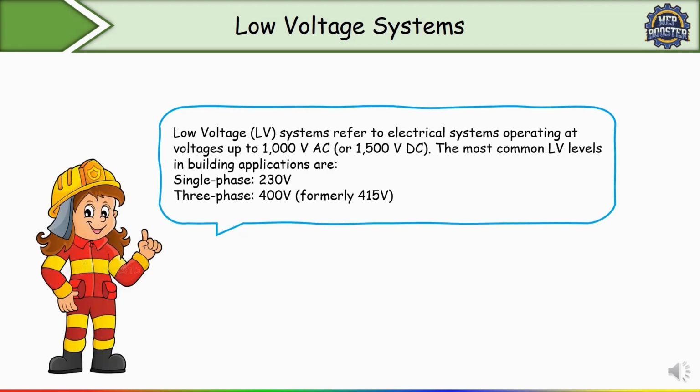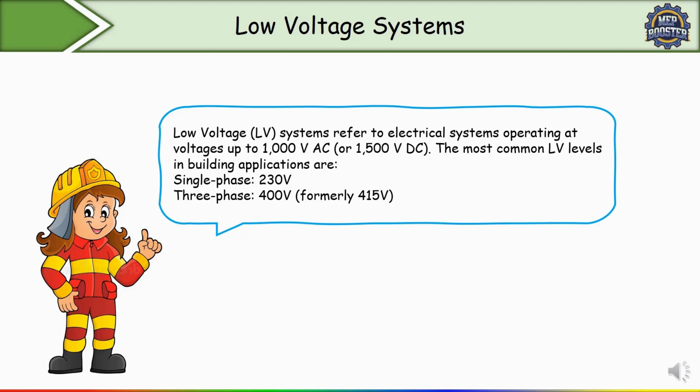A low voltage system is an electrical system designed to operate at a maximum of 1000 volt AC or 1500 volt DC. These voltage limits are defined by standards such as IEC, International Electrotechnical Commission, and are commonly used in residential, commercial and light industrial applications.